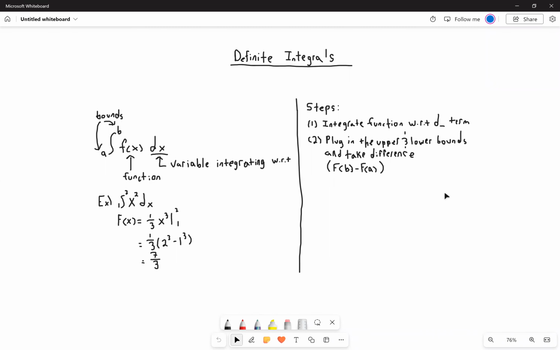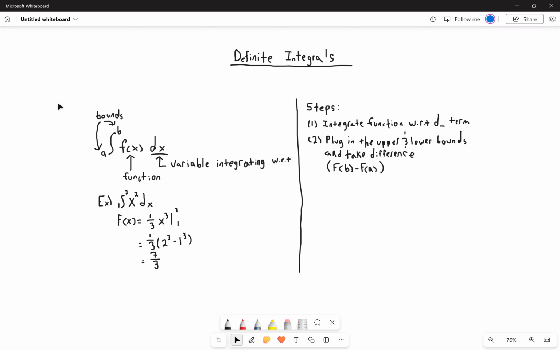Hello, everyone. Welcome back. And today we're going to be talking about definite integrals. Now, earlier on in calculus, we discussed taking antiderivatives and indefinite integrals. Now, antiderivatives essentially are the opposite of a derivative. So to take a derivative, we do the opposite to take an antiderivative.